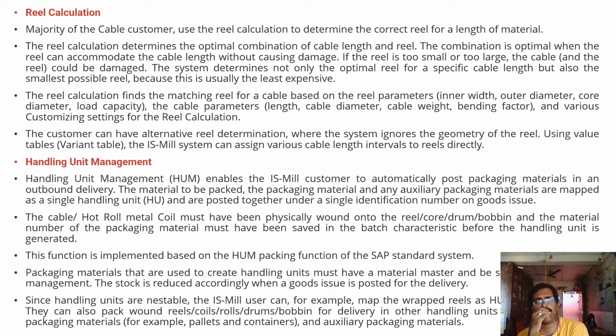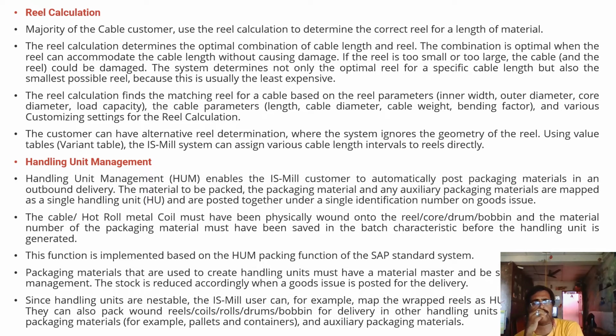The customer can have alternative reel determination where the system ignores the geometry of the reel. Using the value tables such as the variant table, the IS mill system can assign various cable length intervals to reels directly. And we have handling unit management, a unique characteristic, very important in the case of the milling industry. The handling unit management HUM enables the IS mill customer to automatically post packaging materials in an outbound delivery.